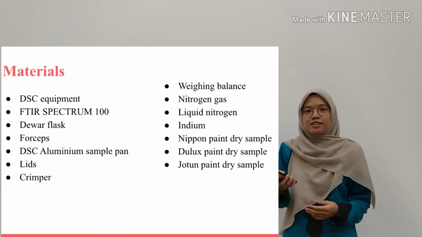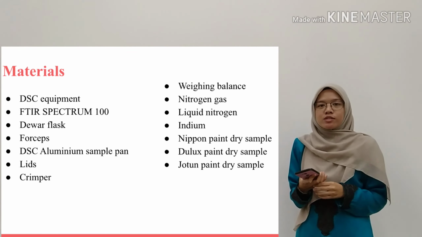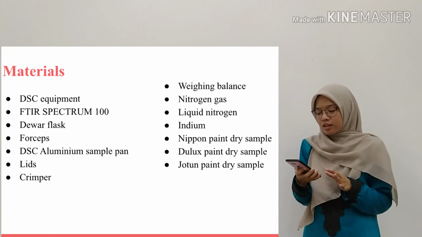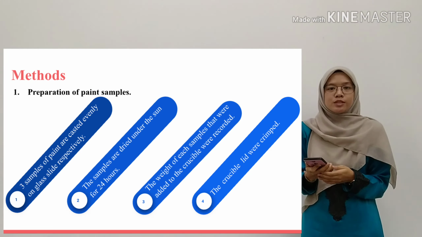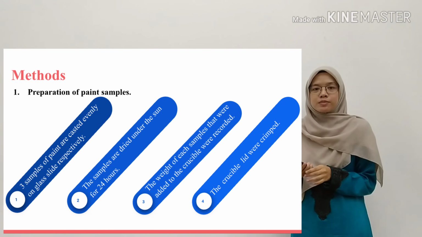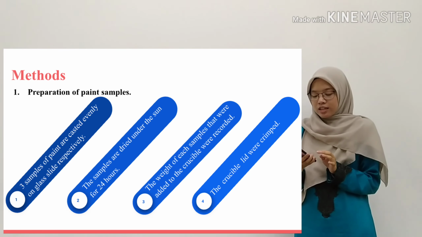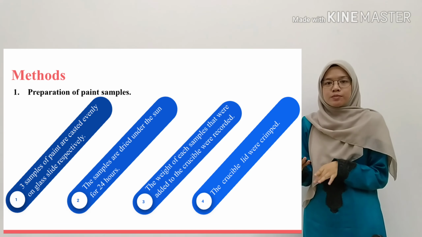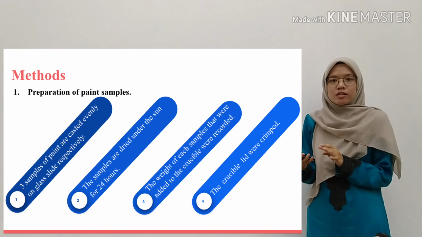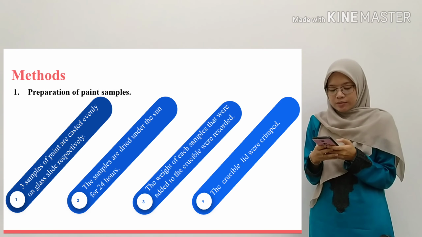Okay, so the materials that we use are DSC and FTIR equipment with related apparatus, and our samples are Nippon, G2&G, and Deluxe paint. For the preparation of the sample, we casted 3 samples of paint on different glass slides, and we dried them under the sun for 24 hours. Then we weighed the samples and put them in crucibles, and we cleaned the crucible with a lid.